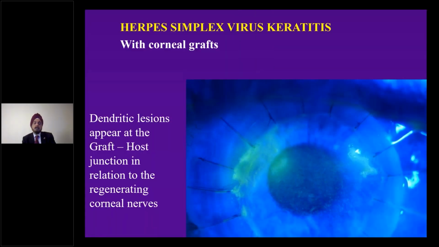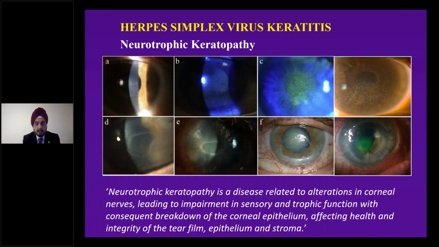In the context of corneal grafts, you will find these dendritic lesions that occur at the graft-host junction. And the reason is because the nerves are all dead. When you cut a cornea, refine it, and stitch it, all the nerves are cut. So the regenerating nerve will come from the host into the corneal graft, and those are the ones carrying the infection from the trigeminal ganglion. So that's why we'll see lesions at the graft-host junction in the early few months even following a transplant.